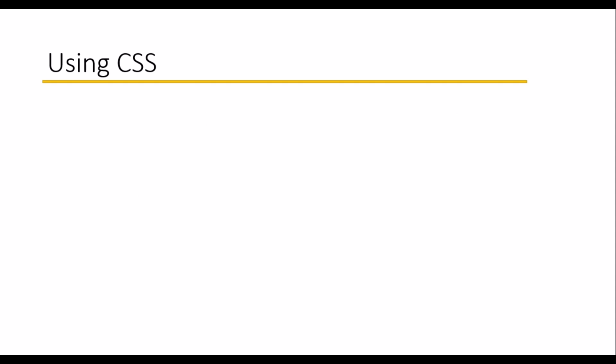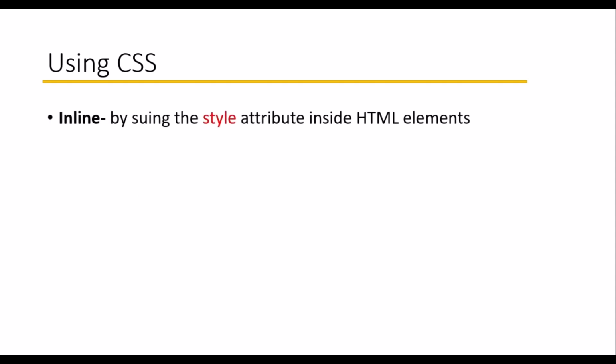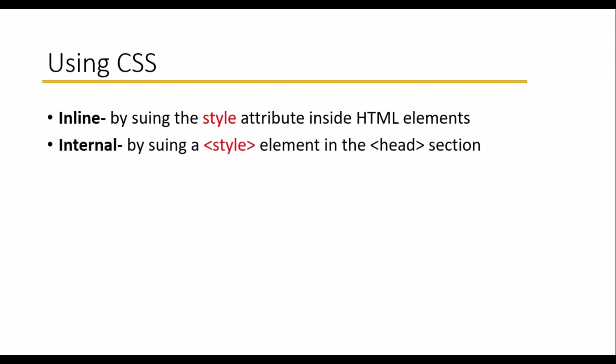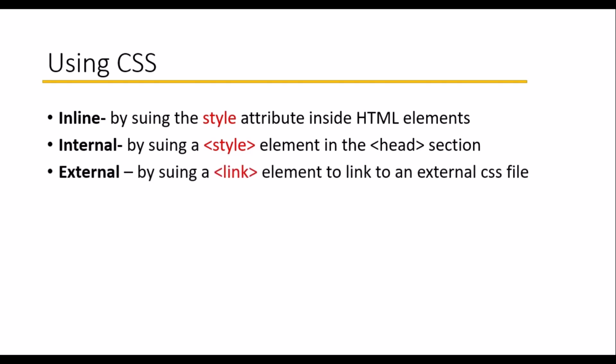CSS can be added to HTML documents in three ways. First, inline, by using the style attribute inside HTML elements. Internal, by using the style element in the head section. External, by using the link element to link to an external CSS file. The most common way to add CSS is to keep the style external. This is because if you want to add changes in one page, those changes will be added in all other pages at the same time, so you don't need to add changes in every different page.